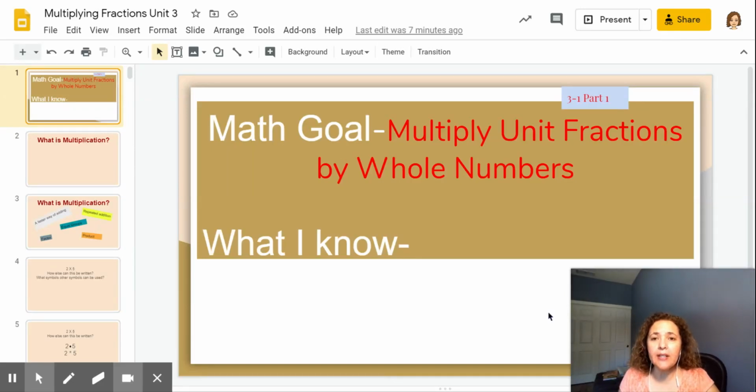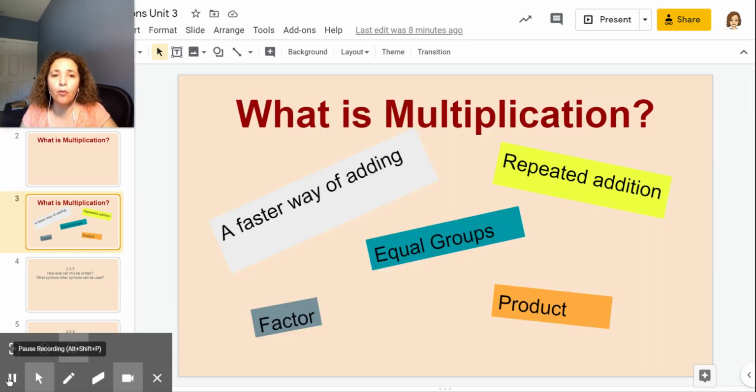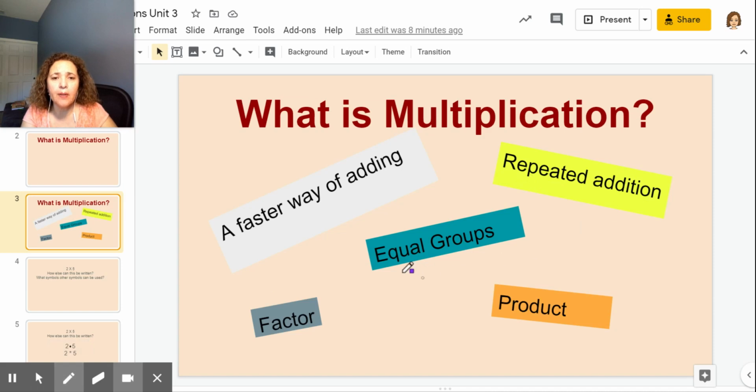All right, so in today's math lesson, our math goal is to multiply unit fractions by whole numbers. Please write down everything you know about multiplication. Okay, so hopefully you got some of these. It's a faster way of adding. It's repeated addition. It's equal groups. The numbers you're multiplying are called factors, and the answer is called the product.